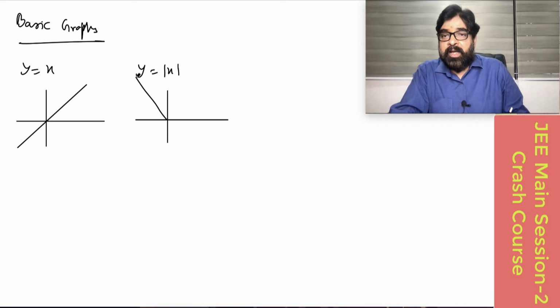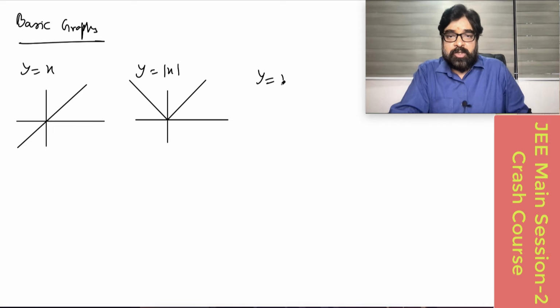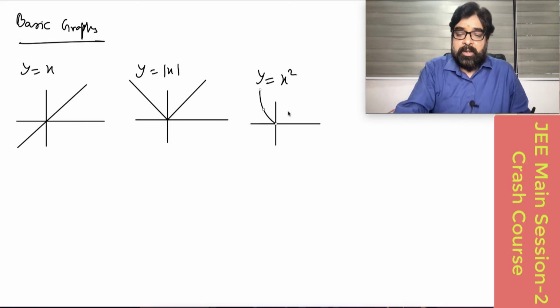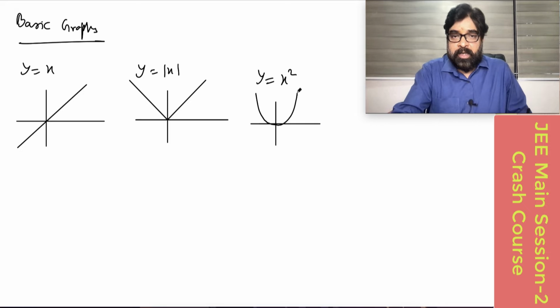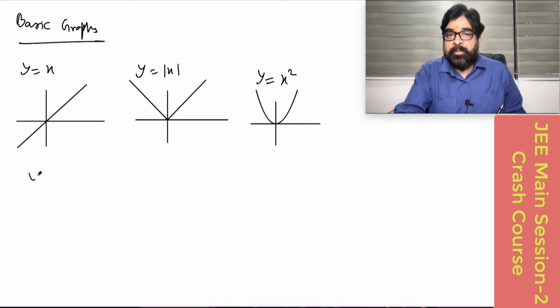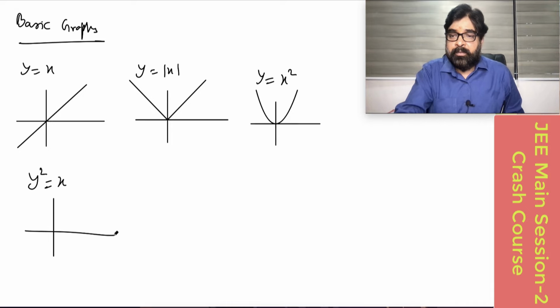Y equal to mod x. Y equal to x square. This is called the vertical parabola. Y equal to x square, the vertical parabola. Y square equal to x, horizontal parabola.